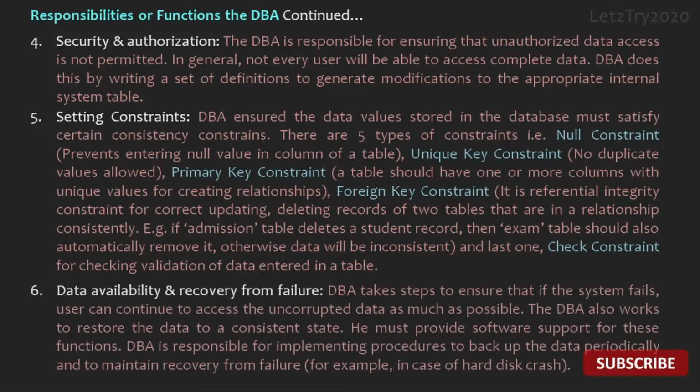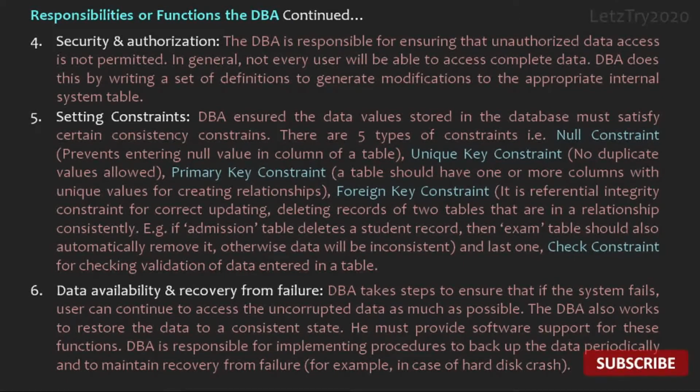Data availability and recovery from failure. The DBA takes steps to ensure that if the system fails, users can continue to access the uncorrupted data as much as possible. The DBA also works to restore the data to a consistent state. He must provide software support for these functions.